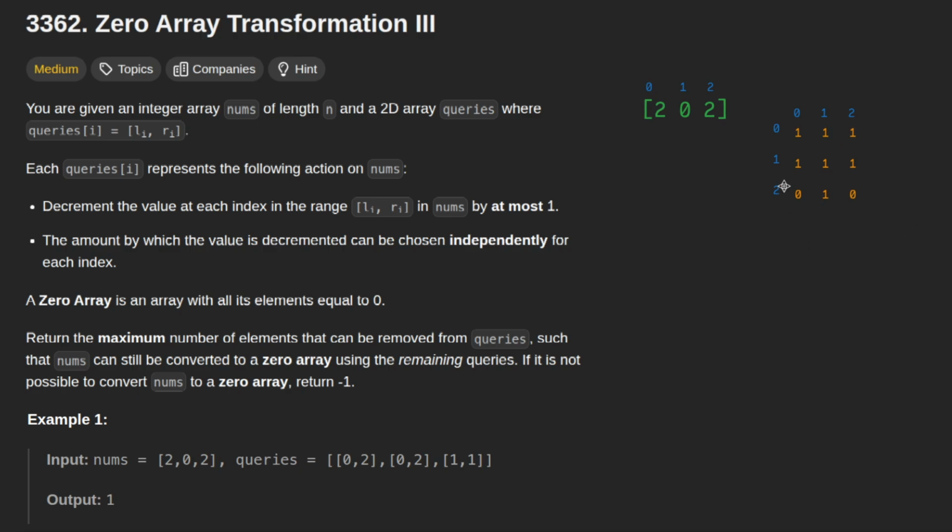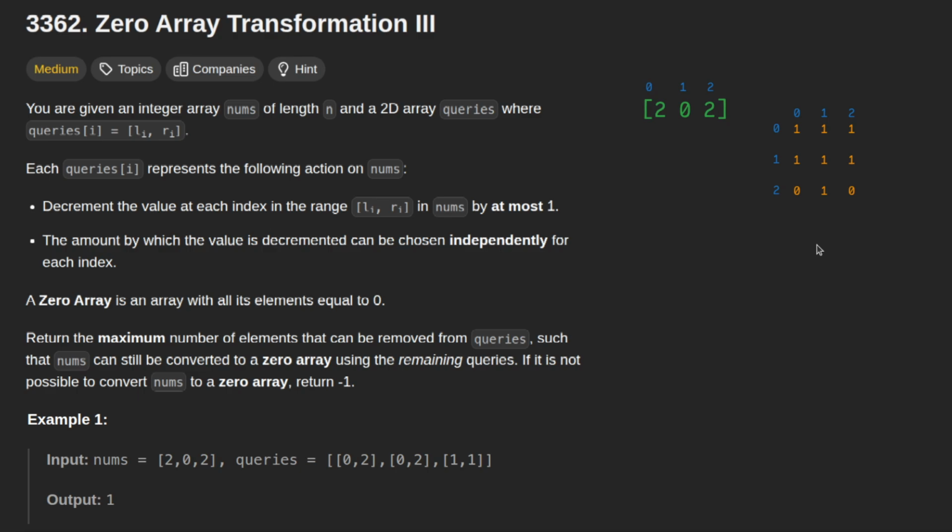So you can visualize it like this. I think it is easier to visualize now how this matrix is.